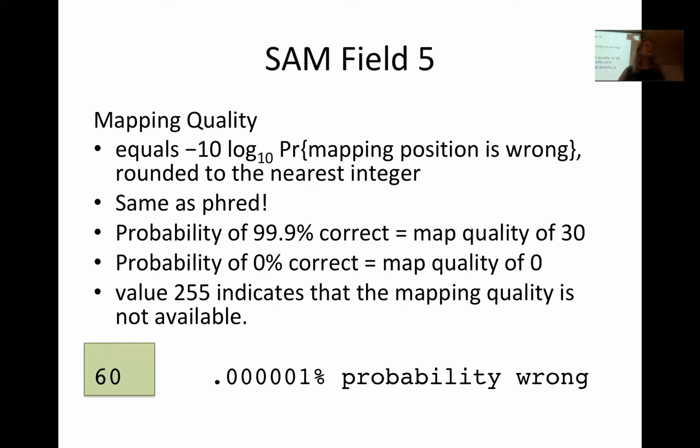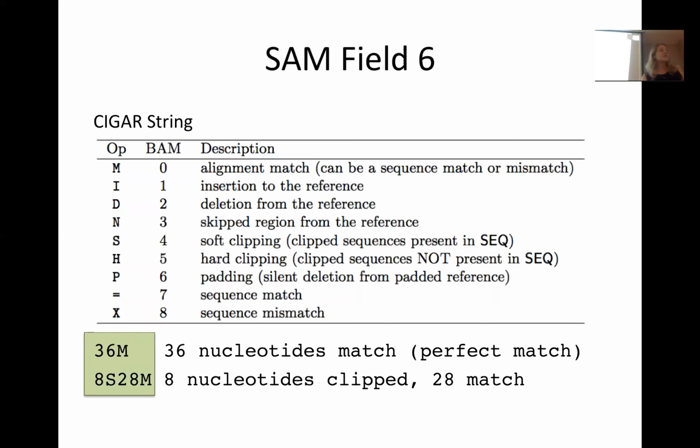So yes, this would be a 0.00001% probability of being wrong. I think this might be the best quality value you can have. So up to 60, and then if you get 255, that's not available. The quality value is missing, and that can happen if you have a mapping software that isn't very good at supporting the SAM format. It may just not fill that field out, which is hopefully not something that you're going to see.